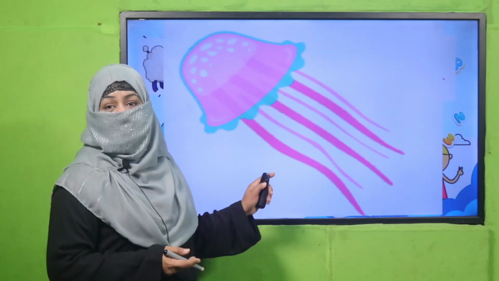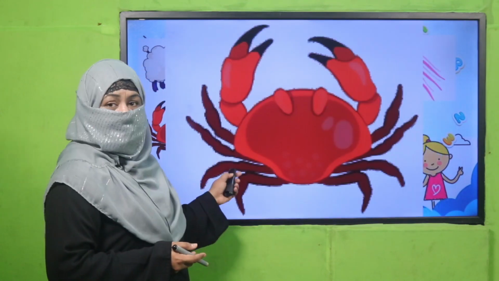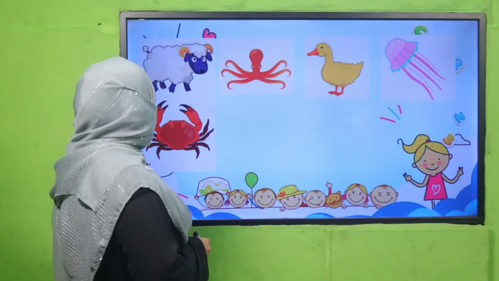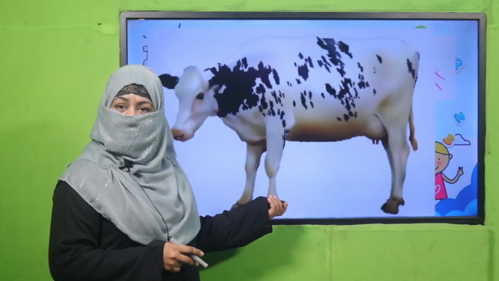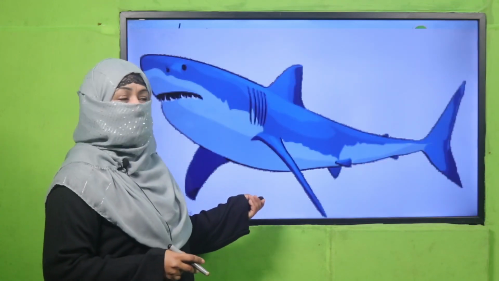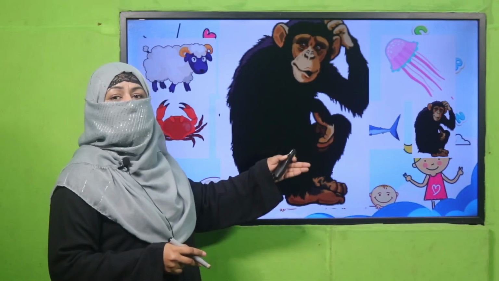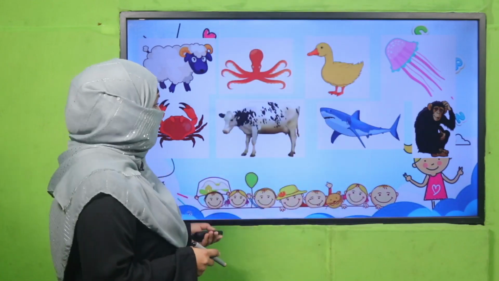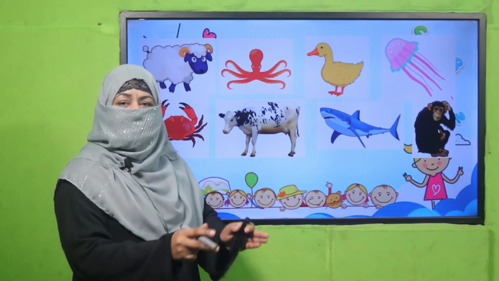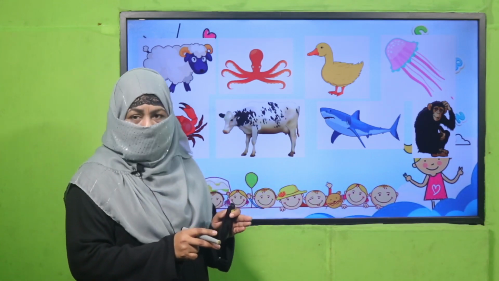The next is jellyfish. Jellyfish lives in water. This is crab. Crab lives in water and it can crawl to land as well, okay? And it's a cow. Cow lives on land. Shark. Shark lives in water. And monkey. Monkey lives on land and it is also a kind of wild animal, right? So this is how better we can categorize. It's a pet animal, it's a wild animal, it's a farm animal, and basically we can categorize a land animal and animals which live in water, right?